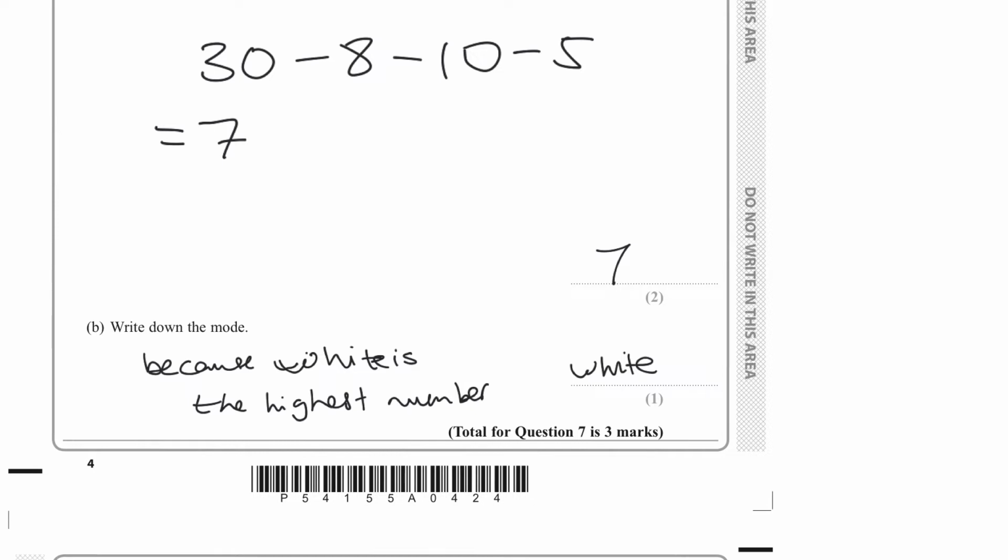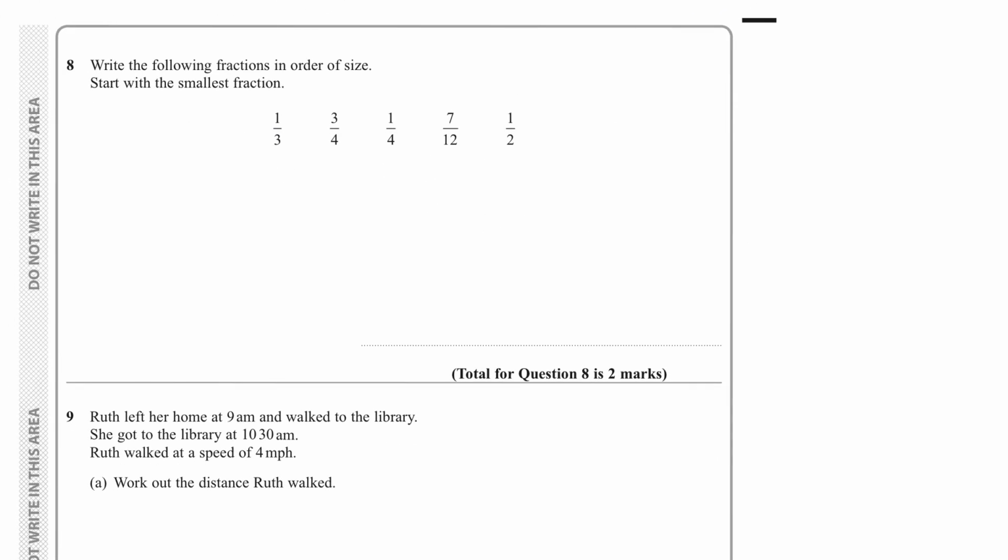Okay, so moving on to the next question. It says write down the following fractions in order of size with the smallest fraction first. The easiest way when it comes to these questions is to make them all the same denominator, then it's easier to compare. We can see that the highest denominator is 12, and the numbers 2, 4, and 3 can all go into 12. They can be converted into a fraction with 12 as the denominator.